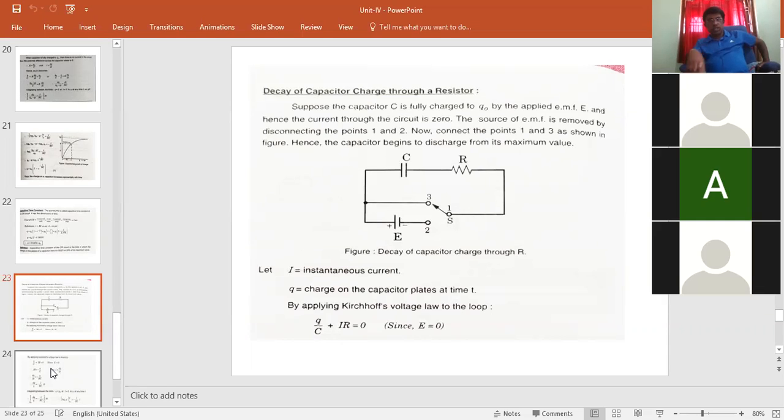Okay, so in this circuit, if we apply Kirchhoff's law, that is Q by C plus IR is equal to 0, because the value of E is equal to 0.